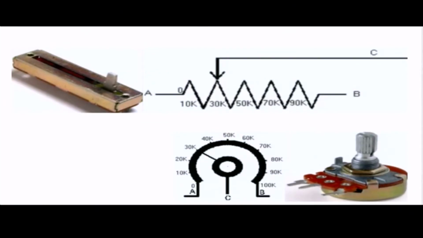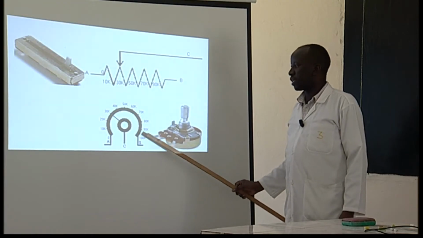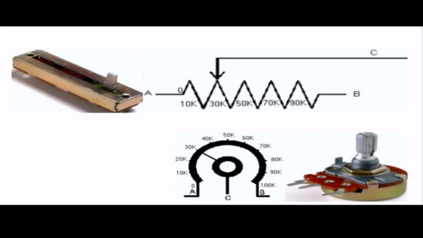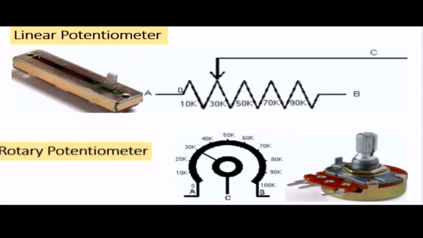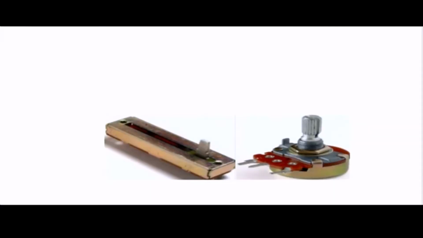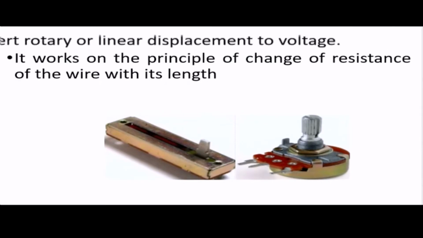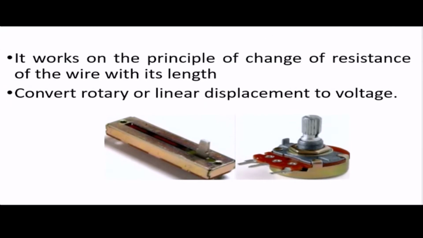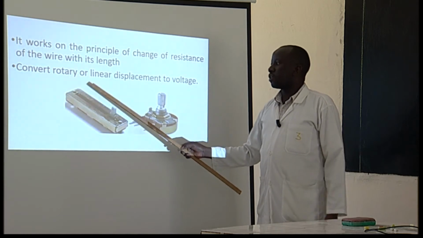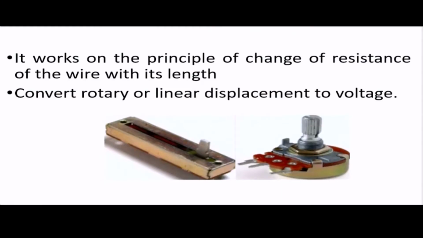Then we have this rotary potentiometer. These are two potentiometers that I can show you right now, but I hope you still remember what we have discussed. Now we have the linear potentiometer and the rotary potentiometer. It works on the principle of changing the resistance of the wire with its length. I hope you remember that. And it converts the rotary or linear displacement to voltage.